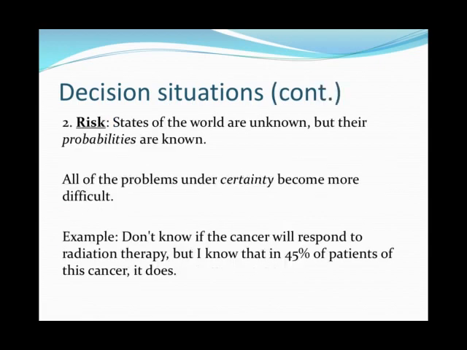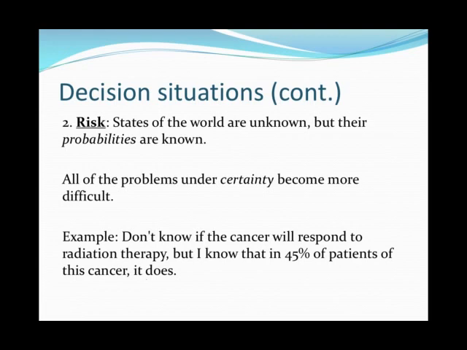even more difficult. So for example, we don't know if the cancer will respond to radiation therapy. So the state of the world is unknown, but we do know the probability of one of the states of the world. Like, we know that in 45% of patients with this type of cancer, it does respond.